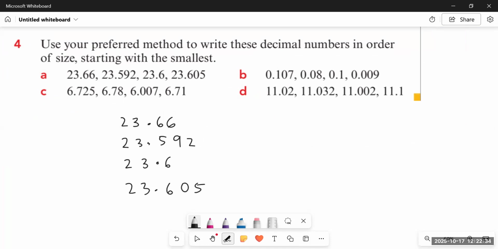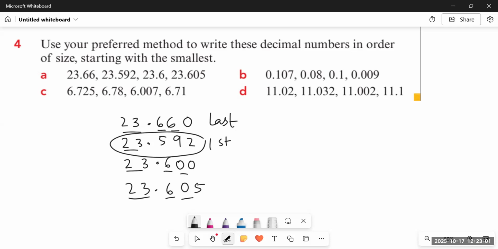We will complete the decimals to have the same number of decimal places. So we will add a 0 with 66 and 2 zeros with 6, so we will have 3 decimal places in each of them. 23 is the same in all of them, so we'll compare the first decimal place. Here it's 6, 6, 6, so this one would become the first. Then we will compare the second decimal place, 6, 0, 0. So this one would become the last, the fourth one. And now we will compare the last decimal places, 0 and 5. So this one would become second and this one would become third.